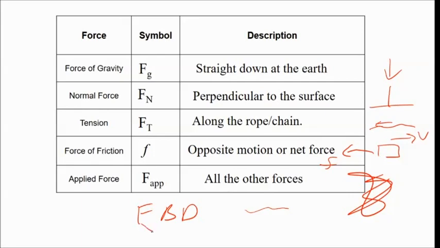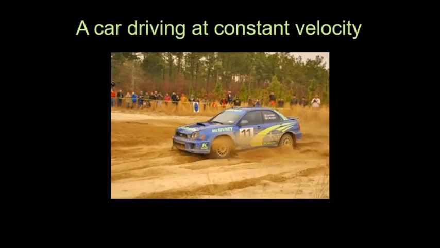And we're going to make a free body diagram, which is a picture of all the forces acting on one object. Very importantly, all the forces on just one object. So, first, we're going to list our different forces. We're going to look at a car driving at constant velocity. Constant tells us that it is going to have all its forces balanced, right?